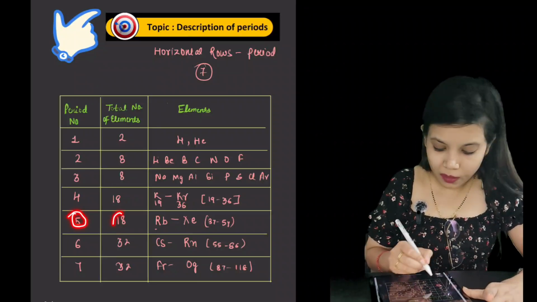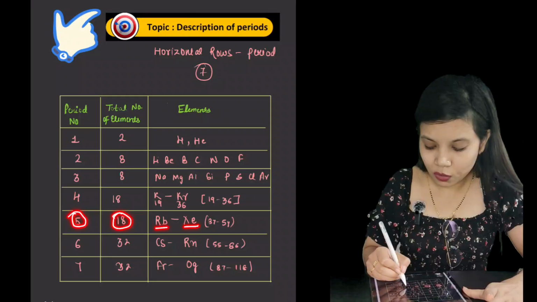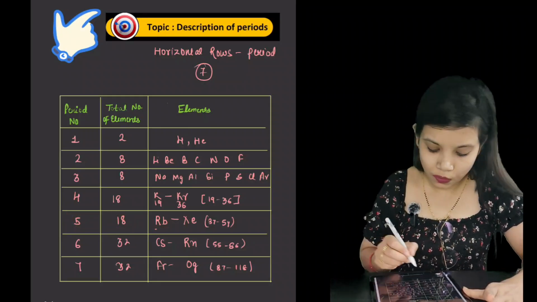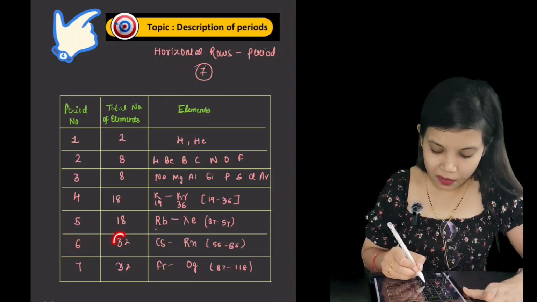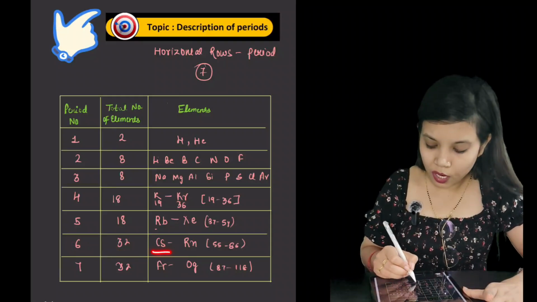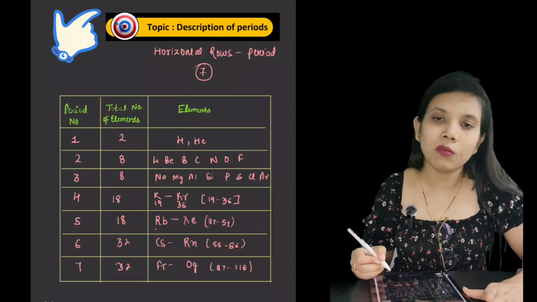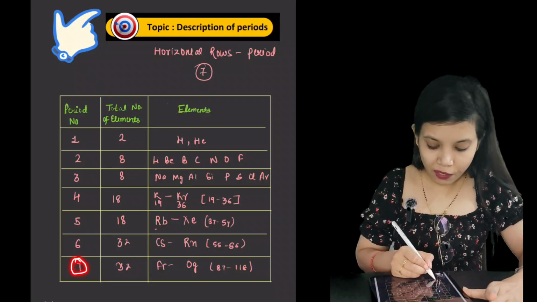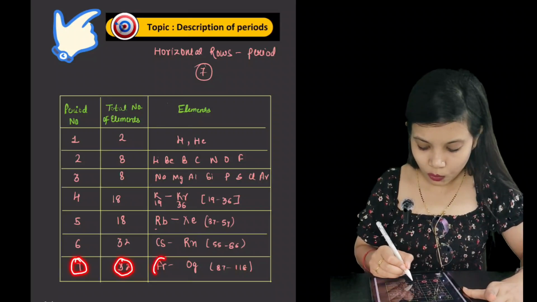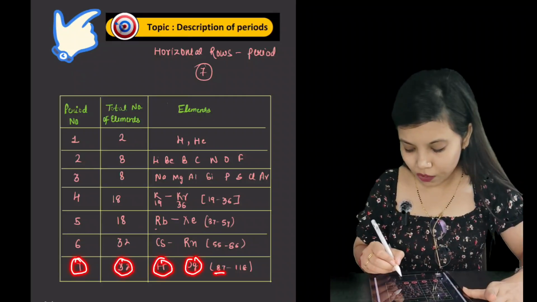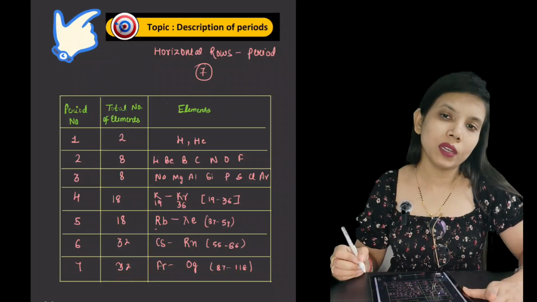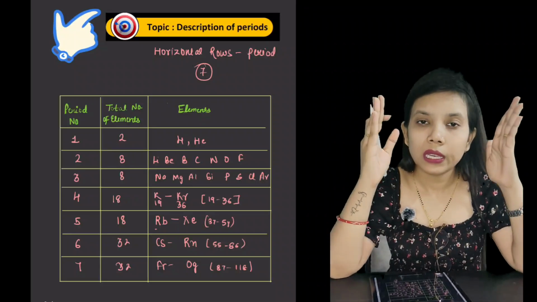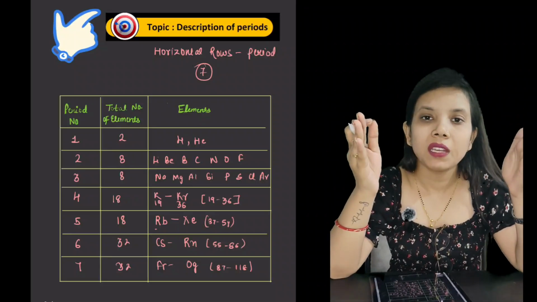If I talk about period number 5, there are 18 elements, from rubidium to xenon. The atomic number of rubidium is 37 and xenon is 54. If I talk about period number 6, the total elements are 32, from cesium to radon. The atomic number of cesium is 55 and the atomic number of radon is 86. If I talk about the 7th period, there are 32 elements from francium to oganesson, which are 87 and 118. So we have classified the horizontal rows into 7 periods.